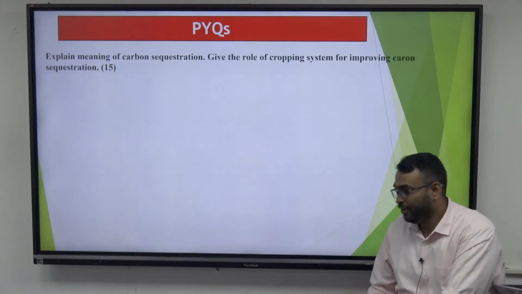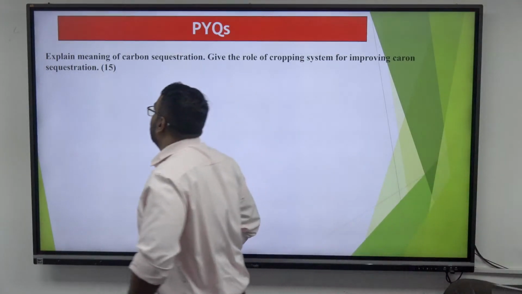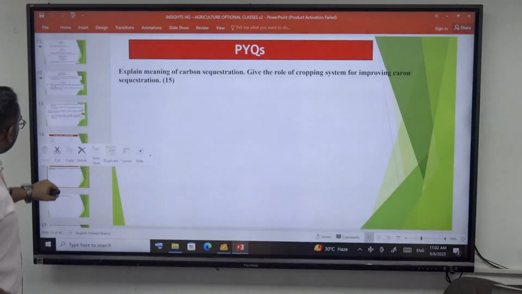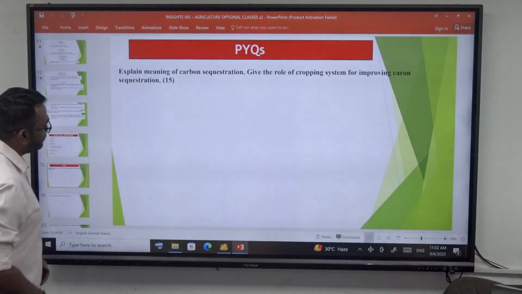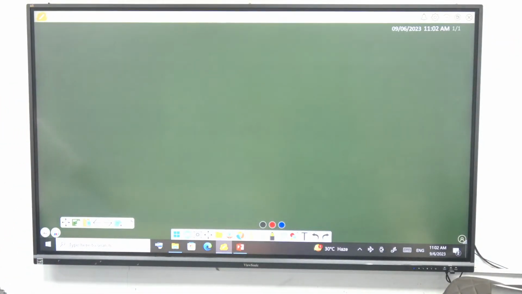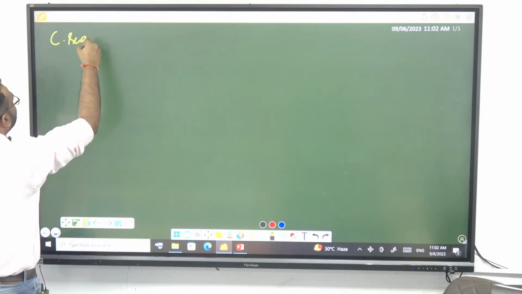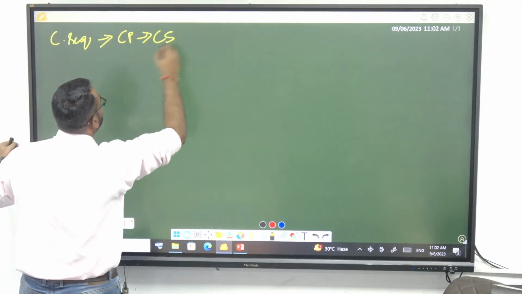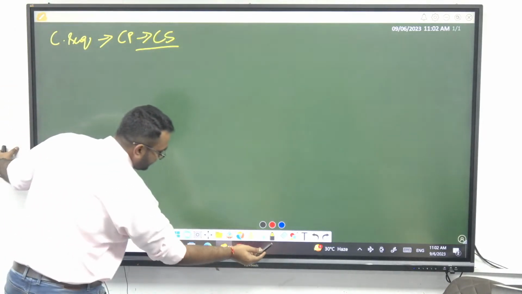Done? Okay. We'll discuss then. Explain the meaning of carbon sequestration, give the role of cropping system for improving carbon sequestration. Okay, can you give the structure? You remember the question, right? So basically it was asking carbon sequestration meaning, then it was asking cropping pattern role in carbon sequestration. Okay, can you give the structure for this?